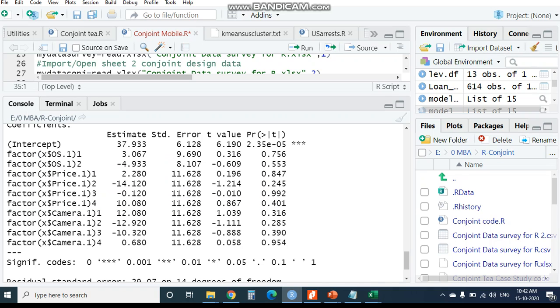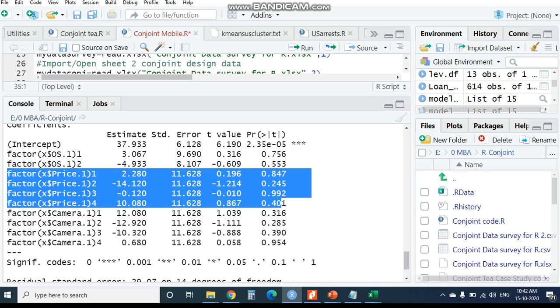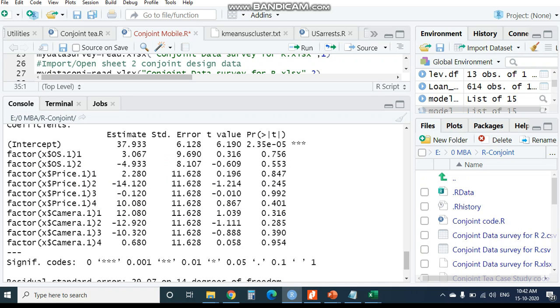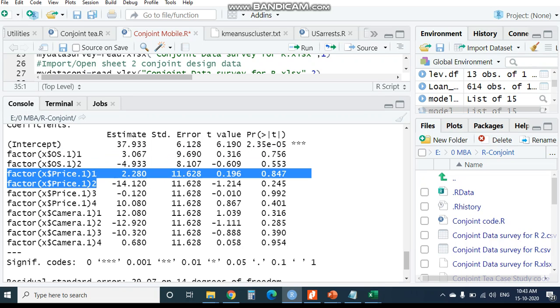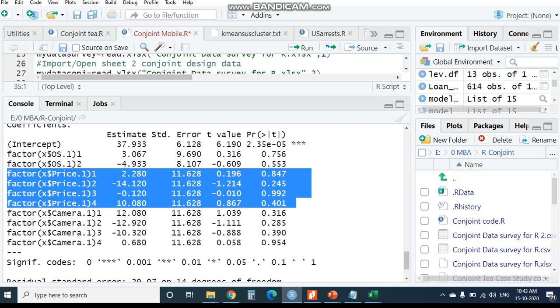So these 1, 2, 3, 4 stand for the levels of price. We know price had 5 levels, so here it is showing only 4. That means the customer most prefers the fifth one. So in OS the customer is preferring the third one, because whichever level is missing is the most preferred one. And here there are 4 levels shown. That means the first respondent has given more weightage to the fifth combination.